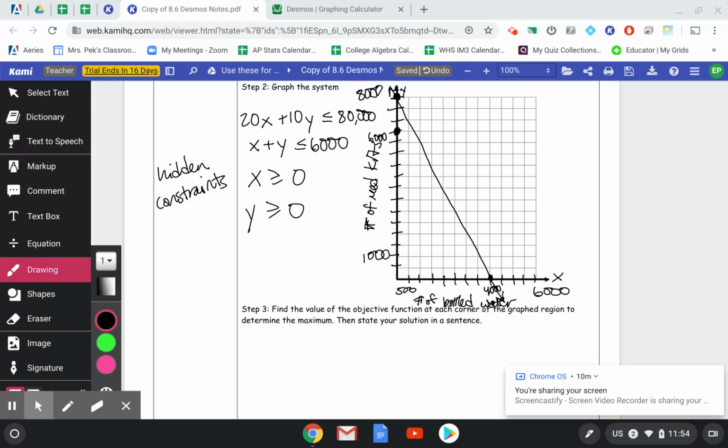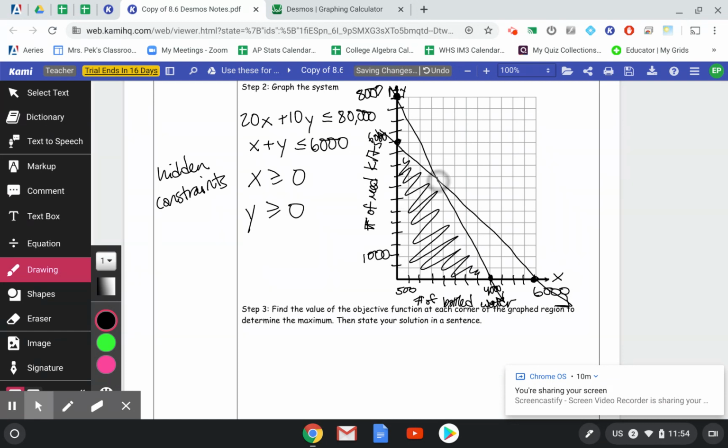Oops, did I do that right? Nope. Sorry about that. Get that other one out of there. Okay. And then 6,000 was here. So my other line does that. Okay. And then my feasible region is this shaded region in here.